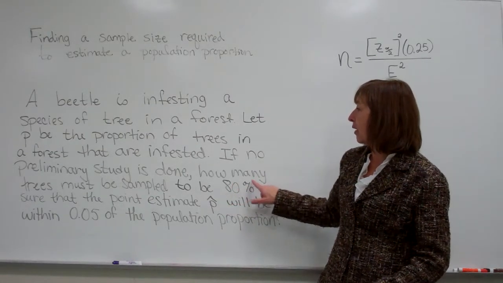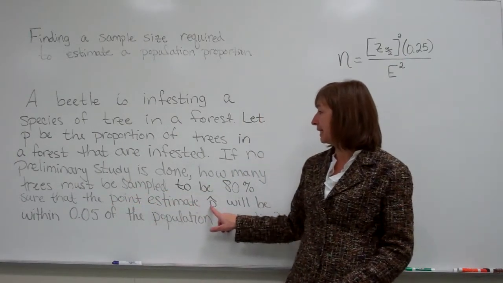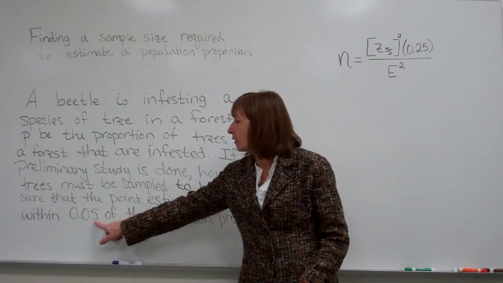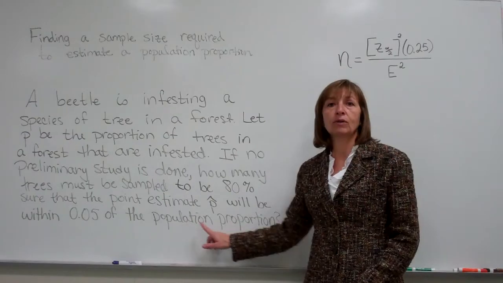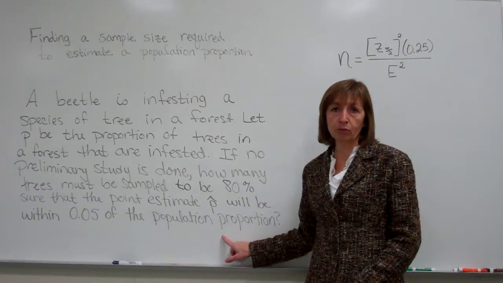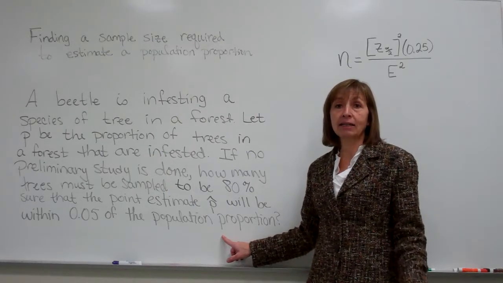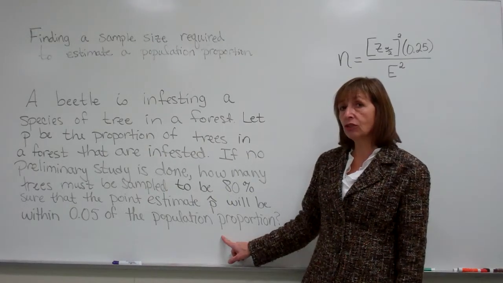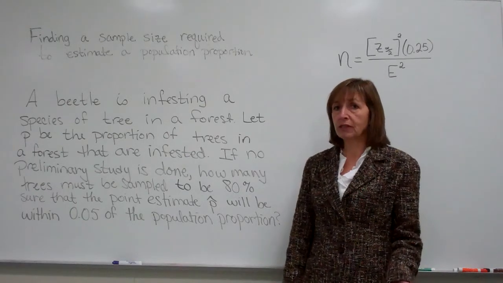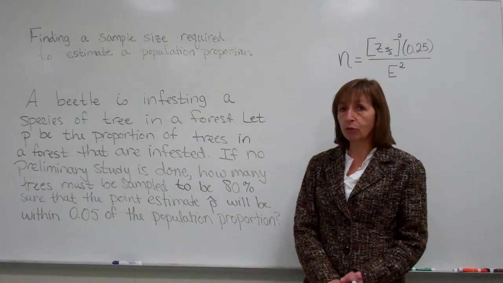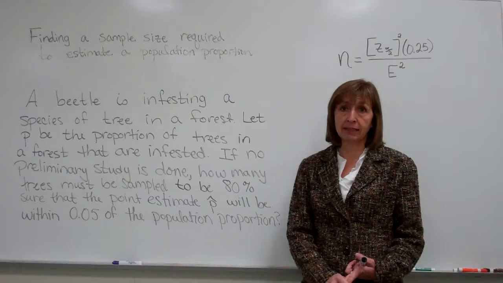Now when it says how many must be sampled to be 80% sure that the point estimate P hat will be within 0.05 of the population proportion, then I know it's a sample size question with the population proportion parameter that we're working with. Now under that heading of sample size questions, there's actually two different formulas they give you. They give you a formula for population proportion sample size if you don't have a preliminary estimate and if you do have a preliminary estimate for P hat.